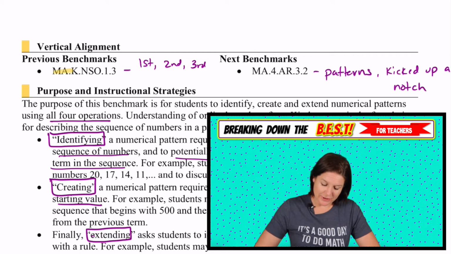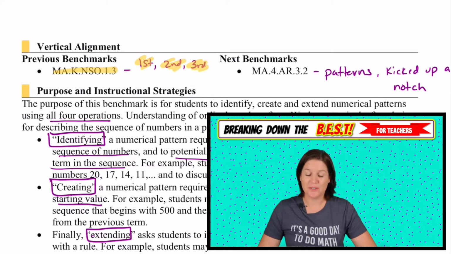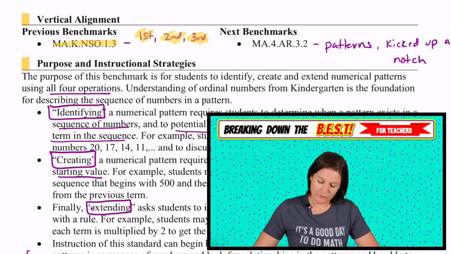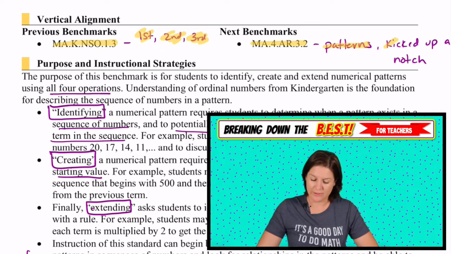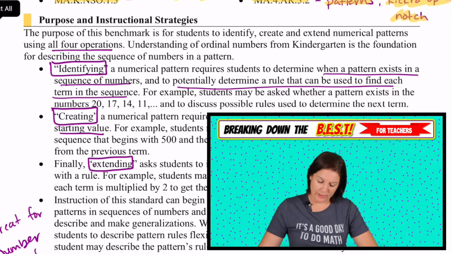In kindergarten, way back in kindergarten, they learned about the ordinal numbers, 1st, 2nd, 3rd, and so on and so on. And in 4th grade, they will kick it up a notch with patterns, some more patterns, a little bit more of a challenge in 4th grade.